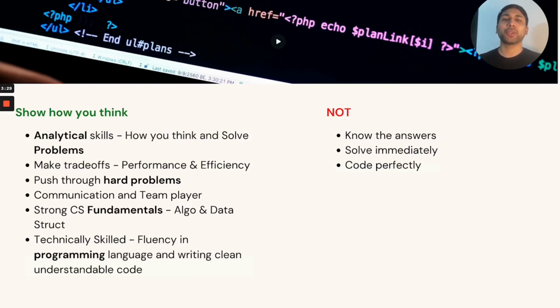and how beautiful your code is. It need not be very clean, but if you are able to write decently clean code at that point of time with a brief bit of comments and all that, full points.